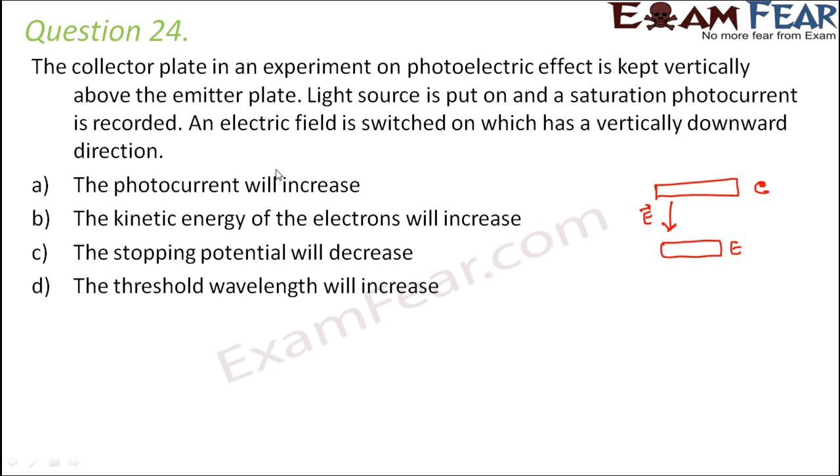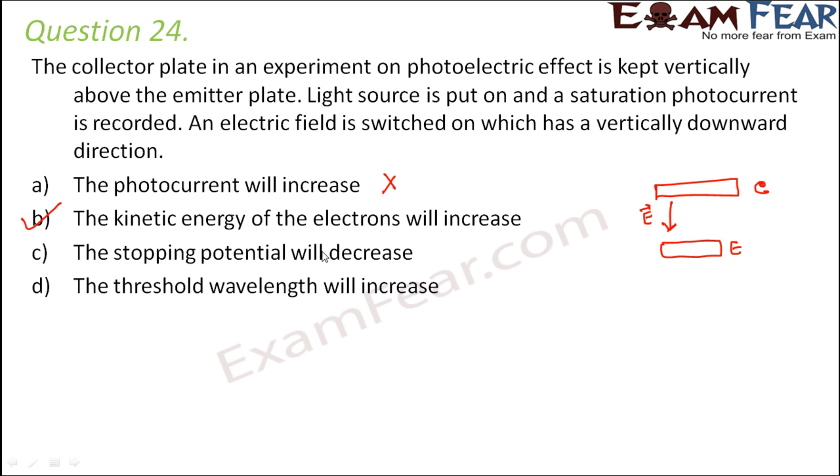Photocurrent will increase. Now let me remind you once again that photocurrent is independent of electric field. Photocurrent depends on only one thing, and that is the intensity of radiation. So in this case, this is not the right option. Kinetic energy of the electrons will increase. Well, this could be a correct answer because when the kinetic energy increases, the potential value also increases. That is the stopping potential and kinetic energy, they are directly proportional to each other. So we can say that the kinetic energy would increase.